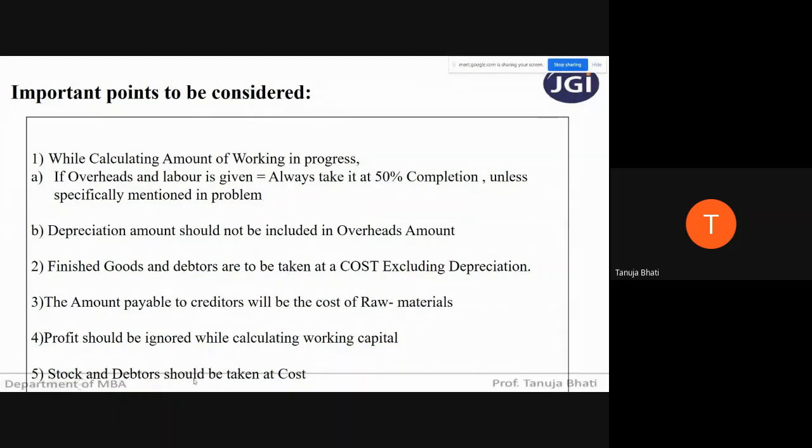Fifth point, stock and debtors should be taken at cost and not at selling price. So these 5 points I have made because if you keep in mind all these 5 points, you can easily solve the problem. Now we will be doing the problems. That time I will be explaining these points again. But keep in mind these points when we solve the problems.